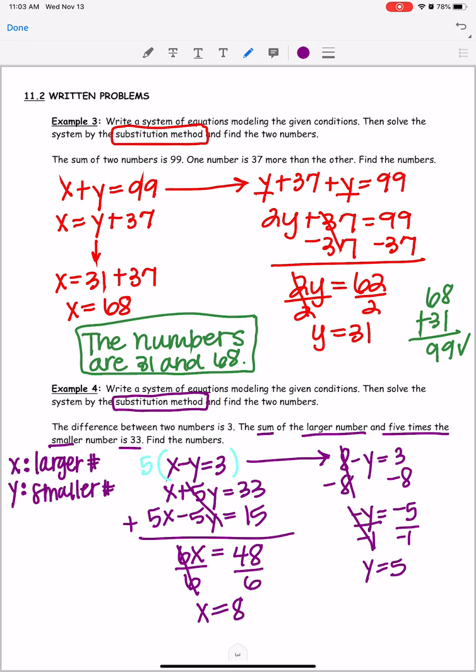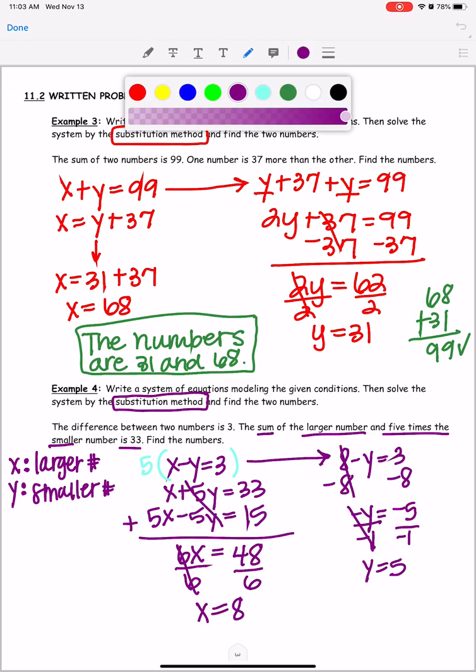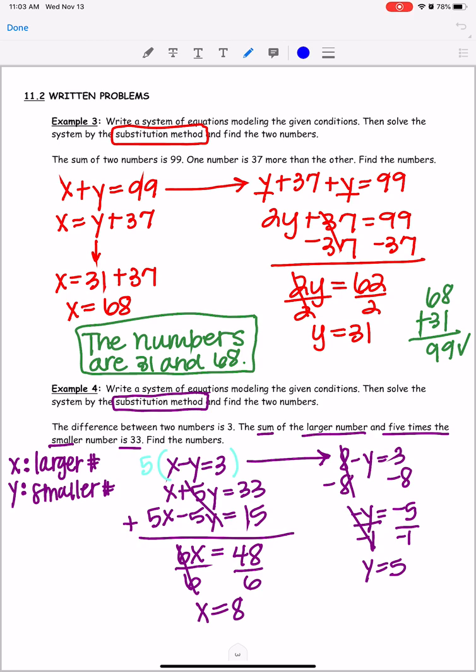So what are my two numbers? My final answer is the numbers are 5 and 8.